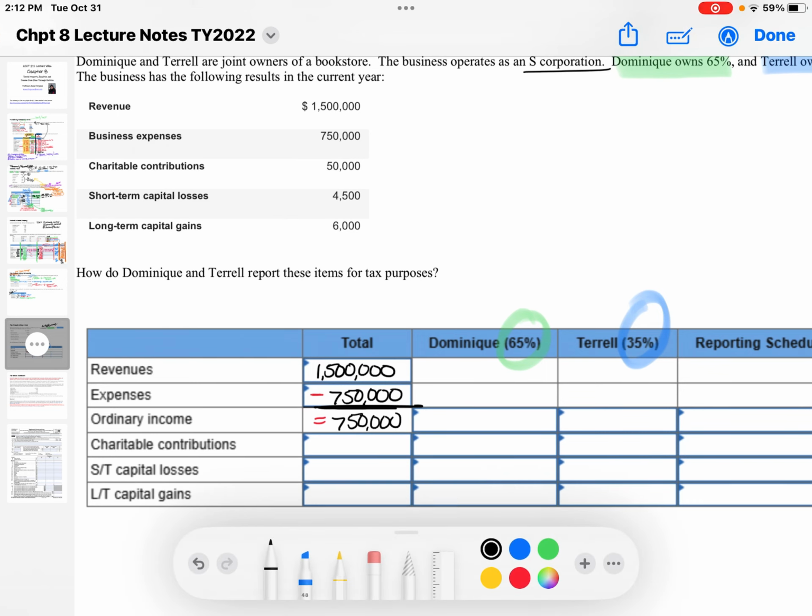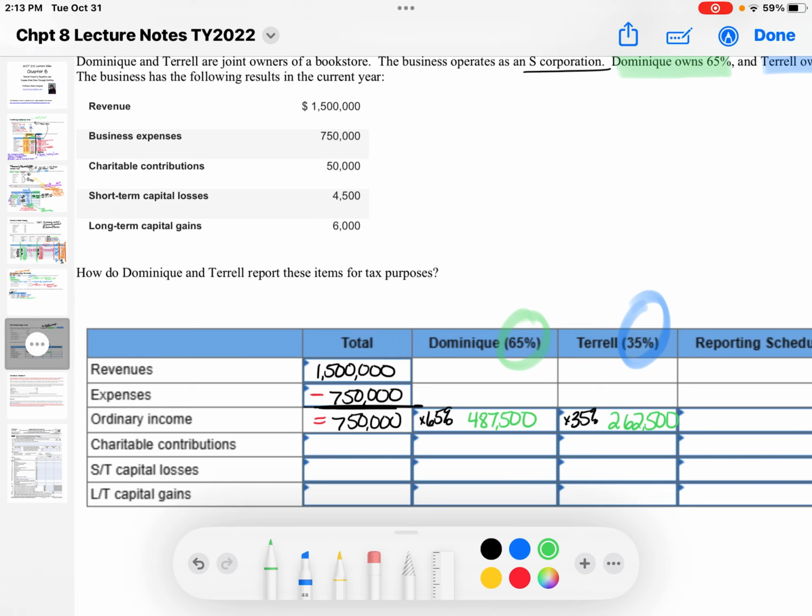So Dominique is going to get 65% of that number. And so we'll multiply this by 65%. And Terrell is going to get 35%. So here's what it would look like for Dominique. It is $487,500. And for Terrell, it's $262,500.